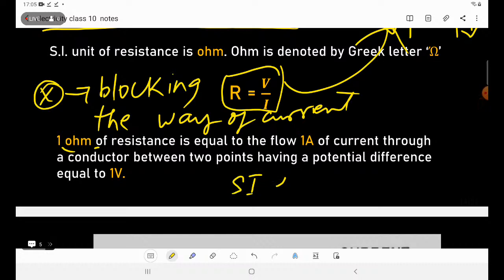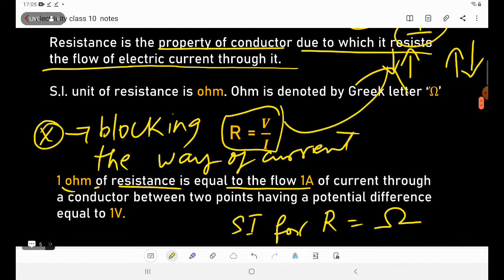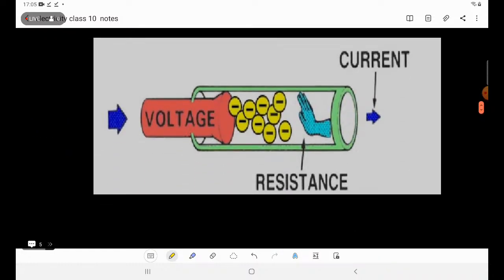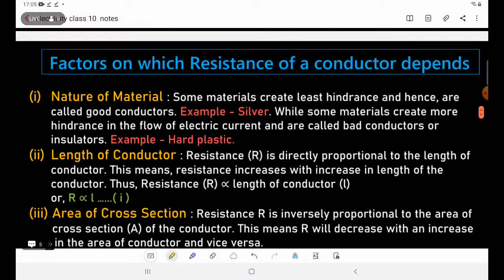1 ohm. The SI unit for R is ohm. So 1 ohm resistance is equal to the flow of 1 ampere of current through a conductor between 2 points having a potential difference equal to 1V. Hope you have understood till now. And see, this is resistance. Nice picture. Okay.